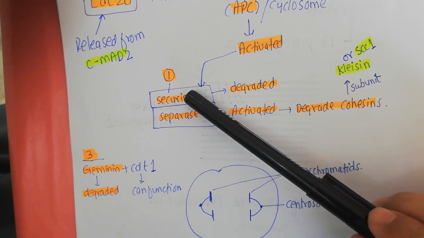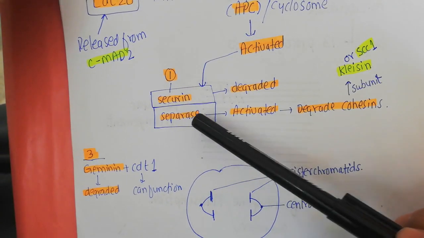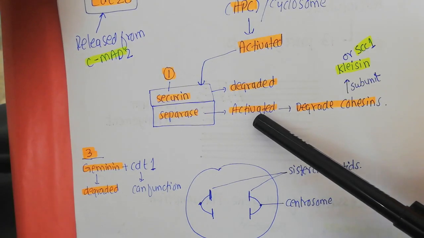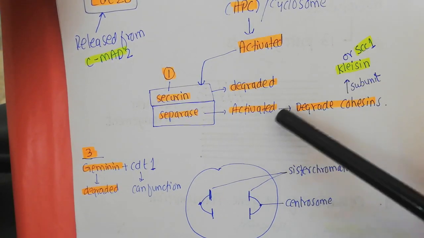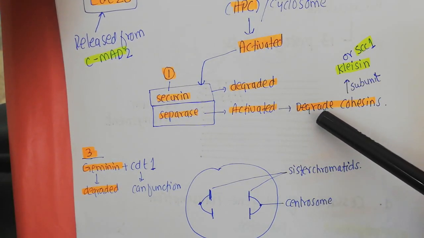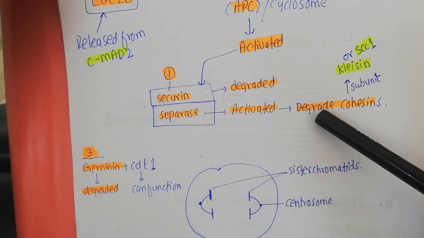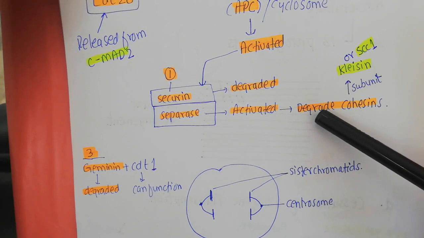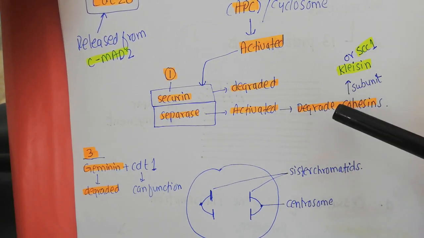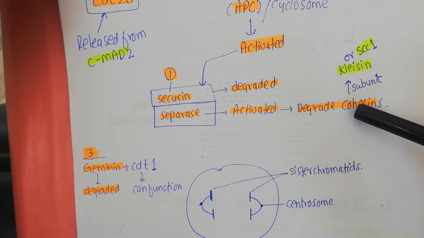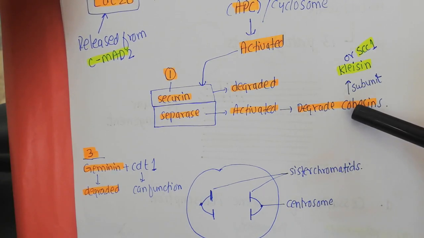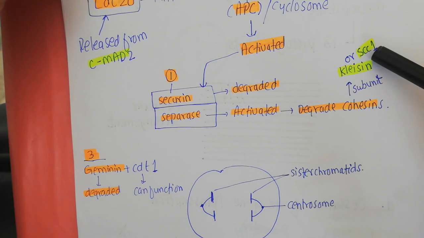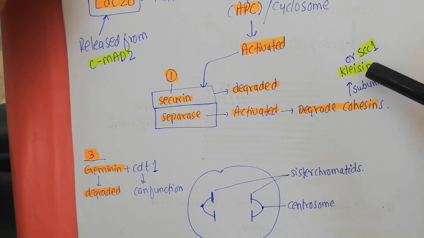So when the Securin is degraded, that means that the separase will be activated, and when it is activated, it goes for the degradation of the cohesin protein, and the kinetochore microtubules can separate the sister chromatids from each other and move them to the opposite poles. If you talk specifically about which subunit of the cohesin complex is degraded by the separase, that is the SCC1 subunit, which is also known as the glycine subunit.